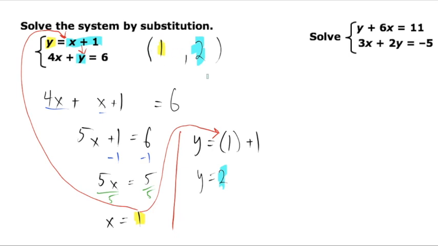And you can always test that by simply plugging it back into both equations and making sure that it is true. So plugging the 1 into the top equation, 1 plus 1 is 2, and that's what y was, 2. Plugging 1 and 2 into the second equation, 4 times 1 is 4, plus 2 gives me 6, which is also true. So this is my solution.